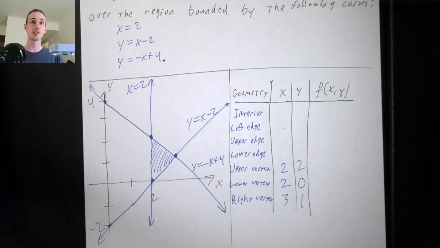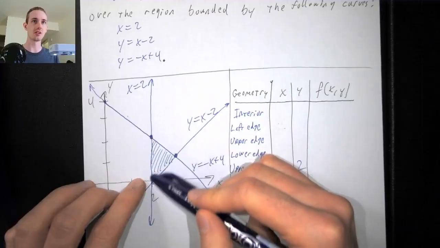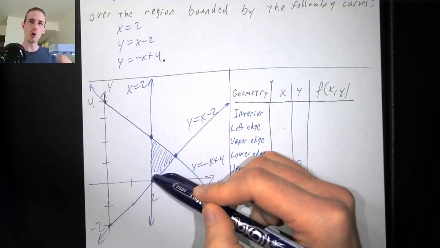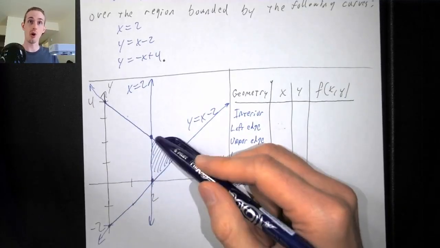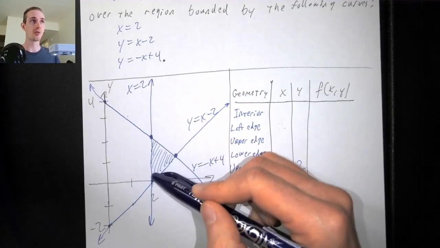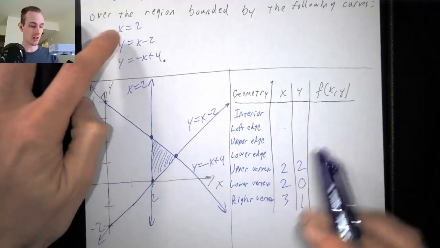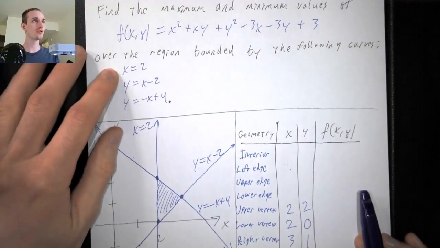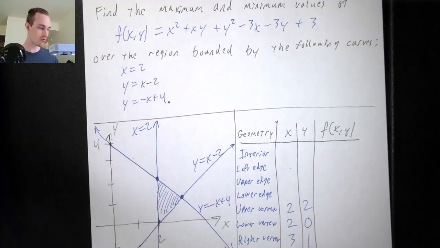Next, we need to test each edge. We'll start with the left edge. There's an entire space of points here, so we need to use derivatives, although we also need to ensure that our result shows up on this boundary. So to do that, we can plug in what we know about this boundary into the function. In this case, that boundary is described by x equals 2. So we can plug x equals 2 into the function.